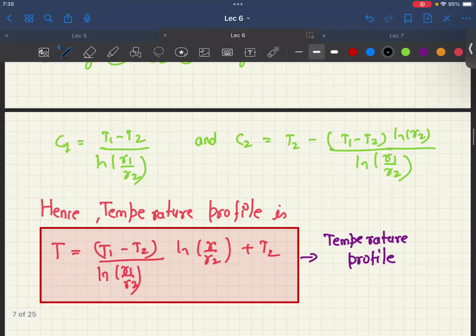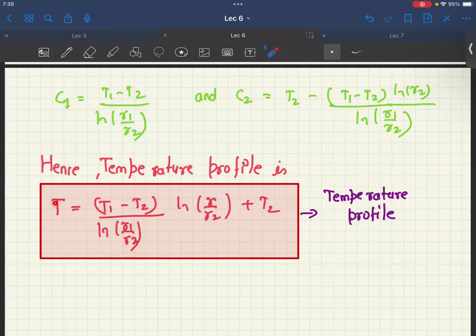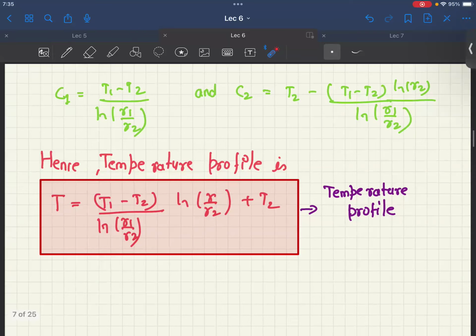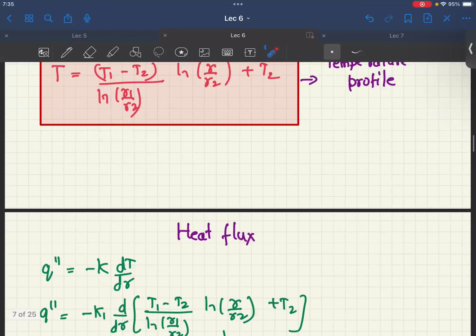So this is the temperature profile which we are going to see: T = (T1 − T2) / ln(R1/R2) × ln(R/R2) + T2. So now at any R we can calculate the temperature using this. Okay. Now what is the next step?